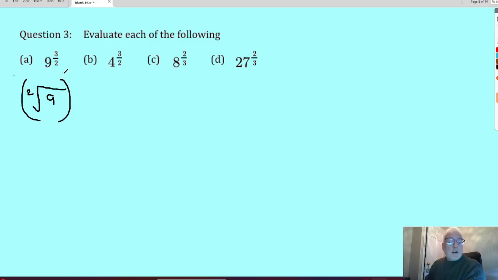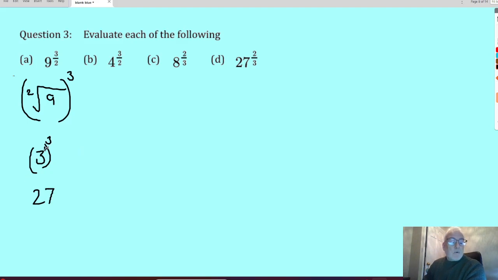Once we've got that, using our first law, I'm going to raise the whole bracket to the 3rd power on the top. So if it was raised to the power of 1, it would just be the square root of 9, which equals 3. So if we can square root it first to give me 3, I'm then going to cube it and raise that to the top power. So 3 times 3 times 3, and that's going to give me 27.